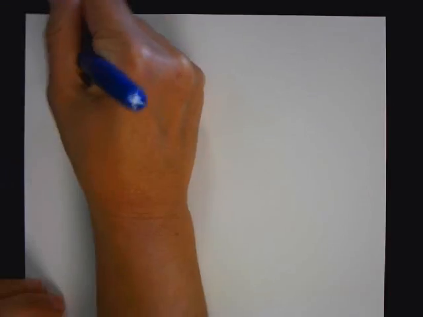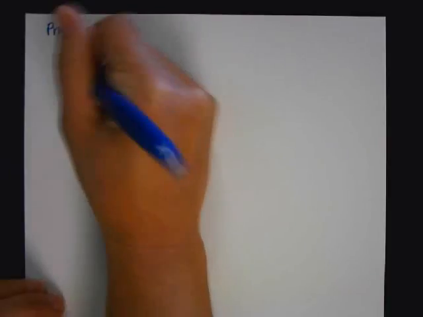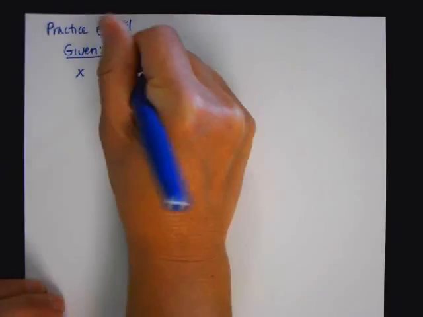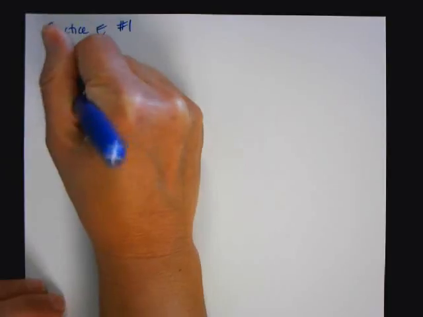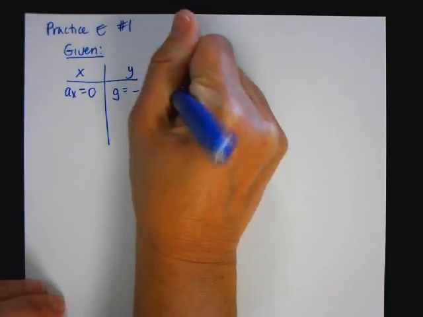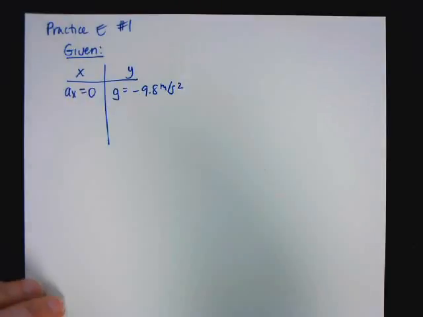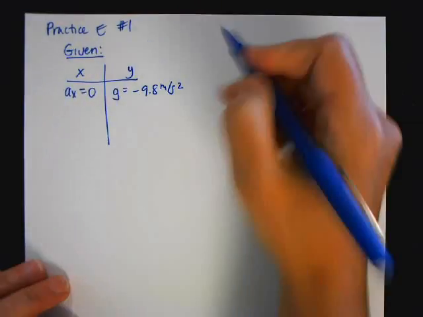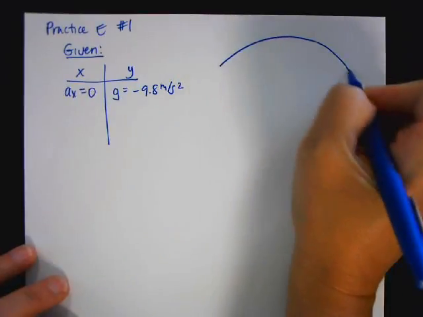So when I write my given, and I have my x and y given, I'm always going to write ax is 0 and g is equal to negative 9.8 meters per second squared. I also want to draw my picture of what's happening. So it's this type of projectile.